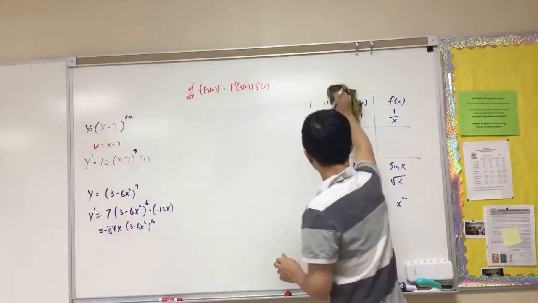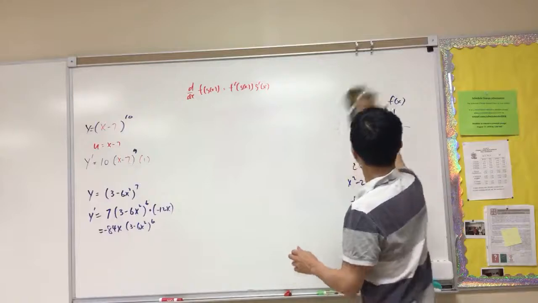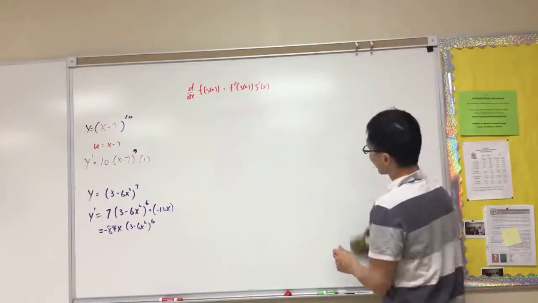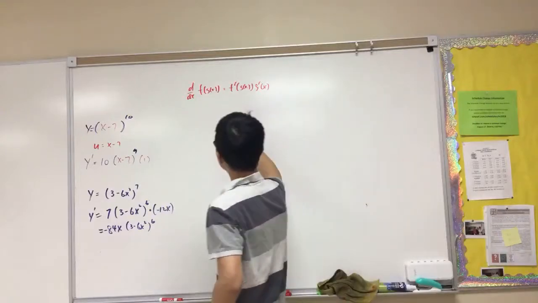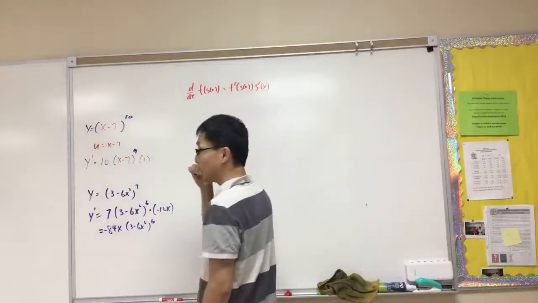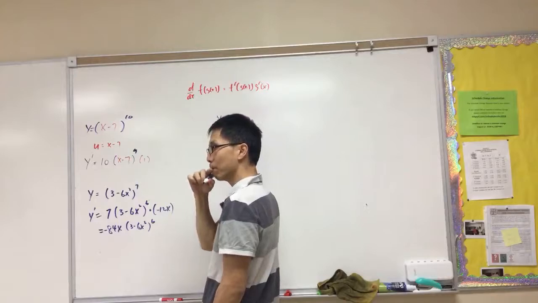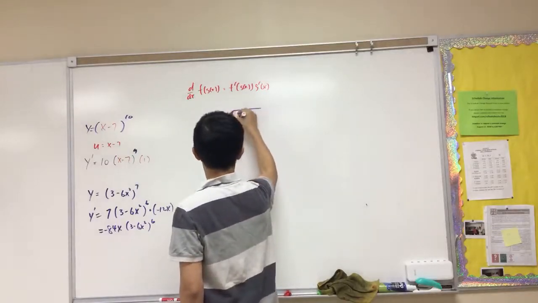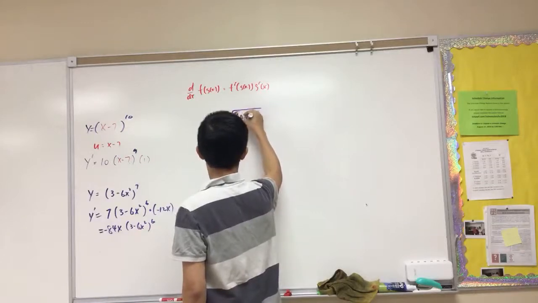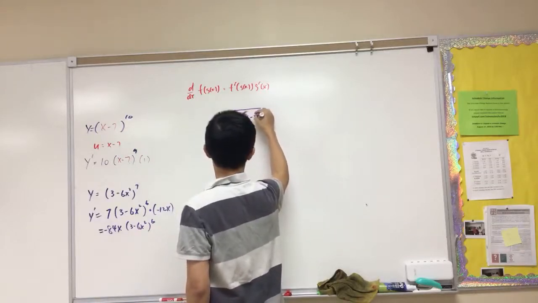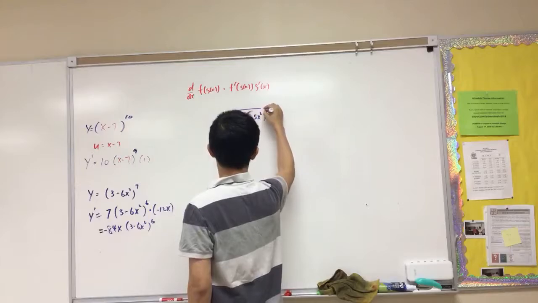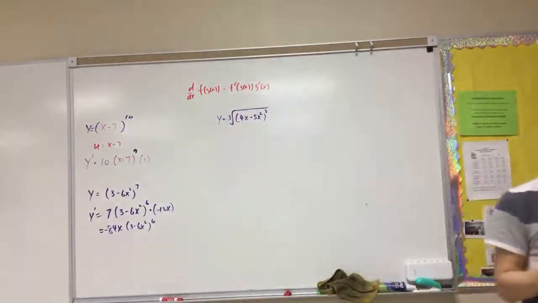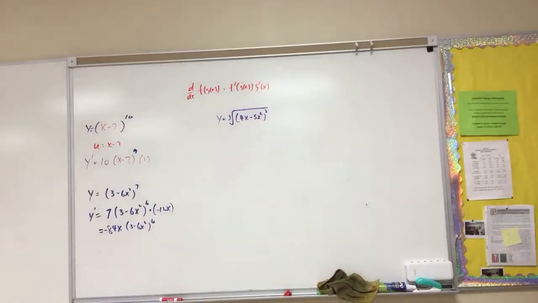Okay, so now we're going to go into a little bit harder one. Not three functions yet, no. So let's go with y is equal to, okay, let me give you this one: the cube root of 4x minus 5x squared, squared.